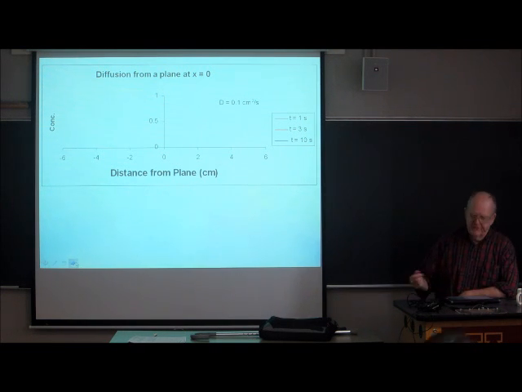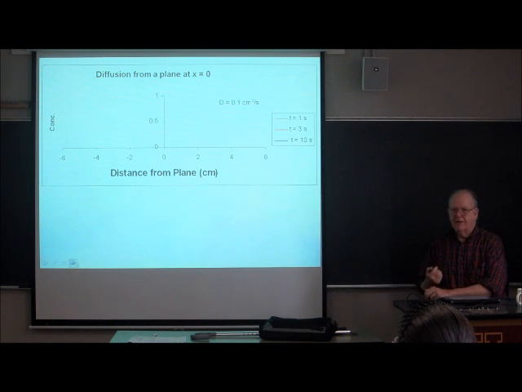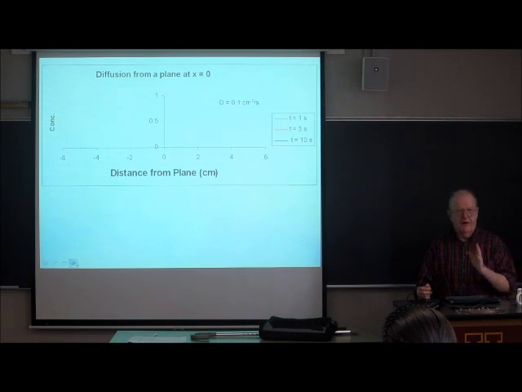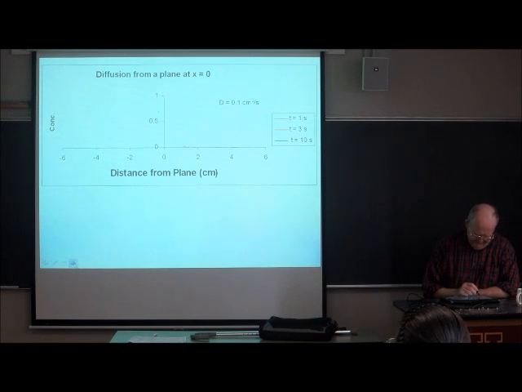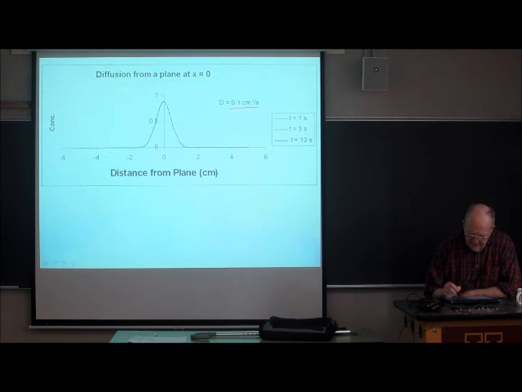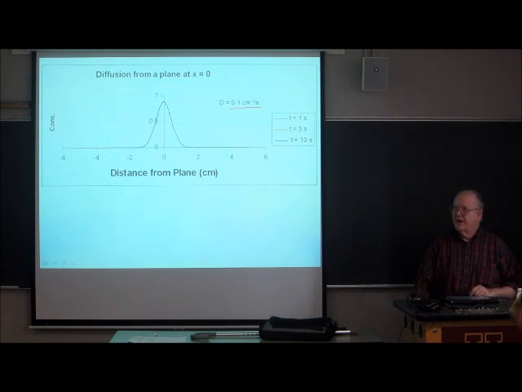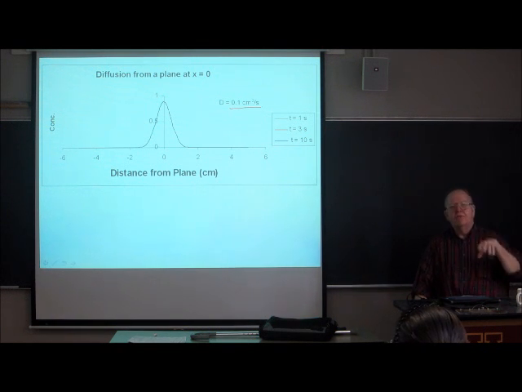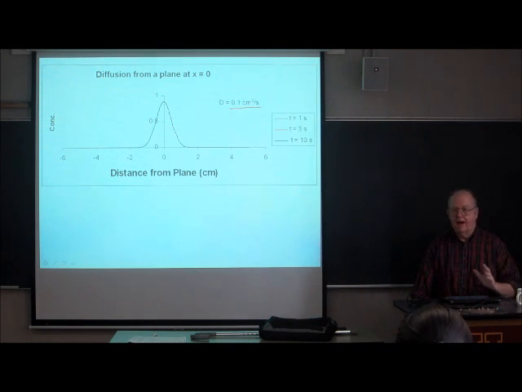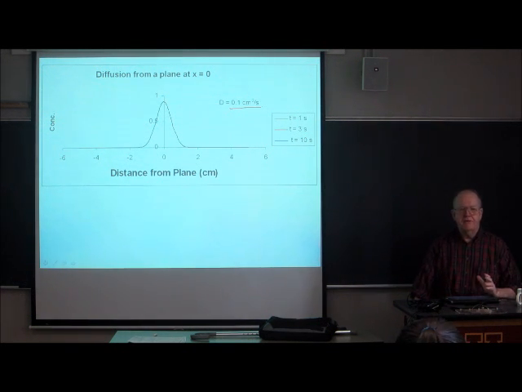What does it look like? That's the more interesting thing. So I'm going to plot that function as a function of distance from the source, so the plane at zero, at different times. So there's that 1 second. This is for a diffusion coefficient of 0.1 centimeters squared per second. This is a typical diffusion coefficient of a small molecule, say a molecular weight 100, like benzene, in a gas, at say 50 degrees centigrade, at roughly 1 atmosphere pressure. It's a typical GC diffusion coefficient.